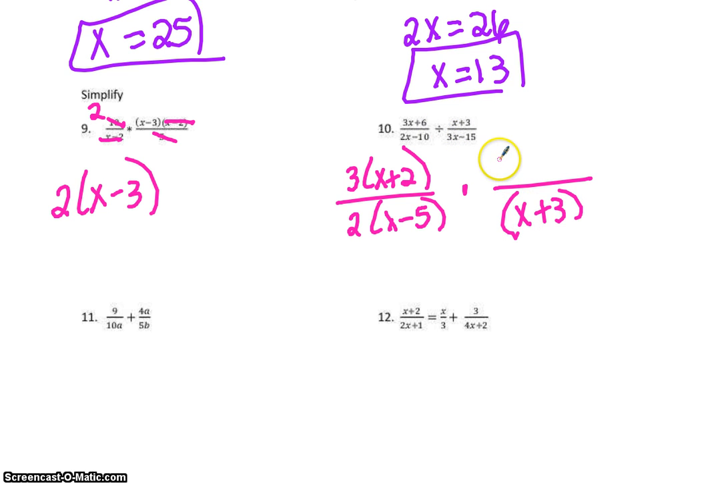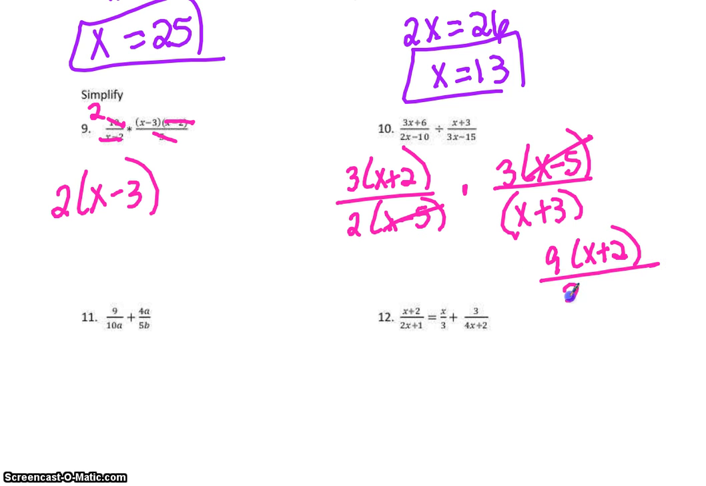3x minus 5 goes to the top, and you can pull a 3 out, and it leaves you x minus 5. So your x minus 5 will cancel, and that's all that cancels because 1 has to be in the top and 1 has to be in the bottom. So 3 times 3 is 9, and we also have an x plus 2 on the top, over 2 and x plus 3, and that's your answer.